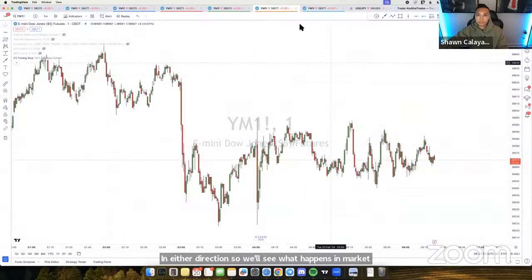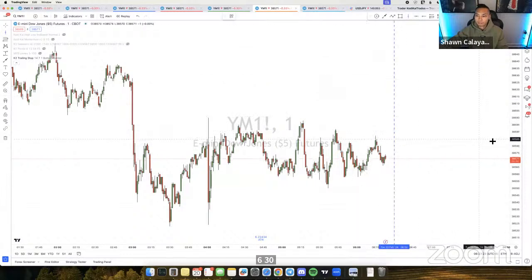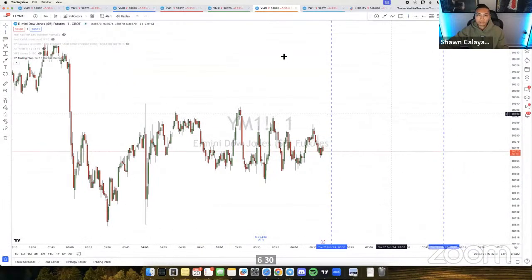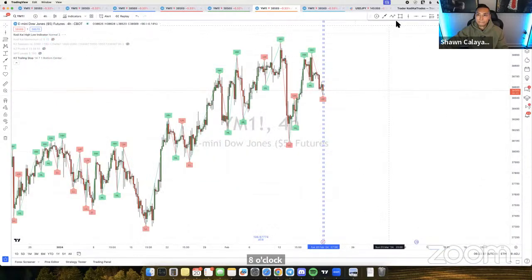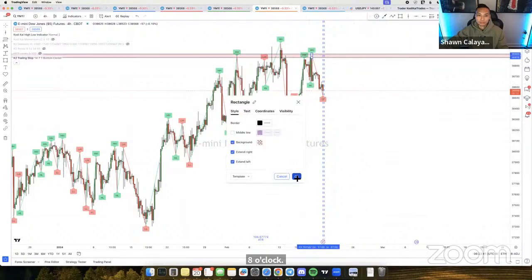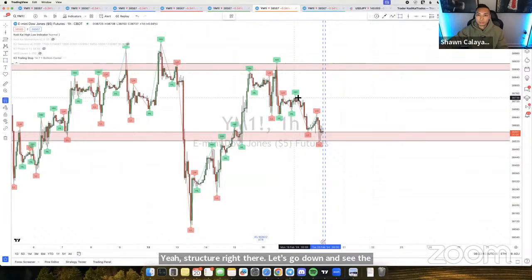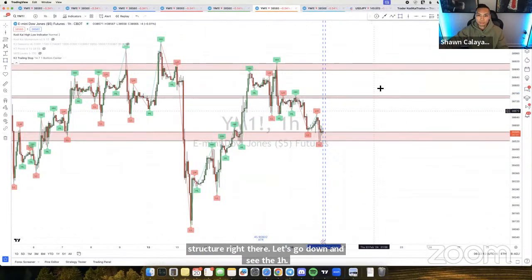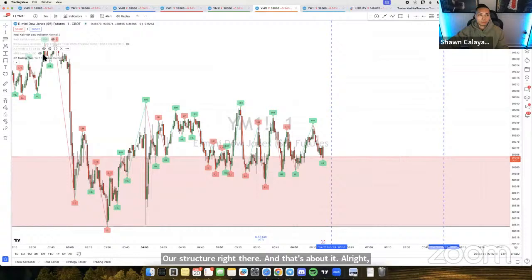Going over here to our clean chart, I'm going to go ahead and mark up 6:30. Eight o'clock. Mark that structure up right there. That structure up right there. Let's go down to the 1 hour. Mark structure up right there. And that's about it.